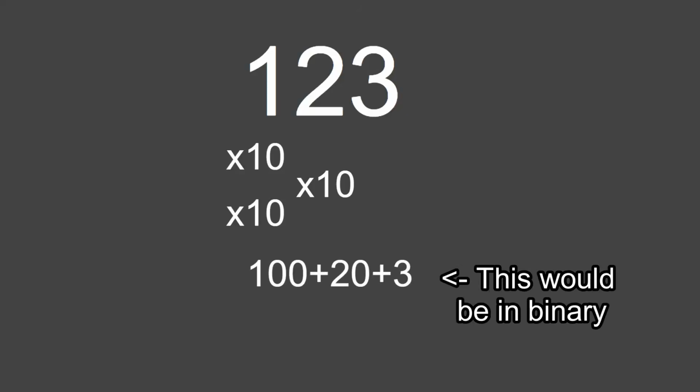So if I were trying to convert a decimal number to a binary number, I would first go to the first digit, multiply it by 10 once, and then multiply it by 10 a second time. And this will give me that number times 100. Then I go to the tens place, multiply that by 10, and then the ones place, don't do anything, just take it down, and the sum of those numbers will give me my result in binary.